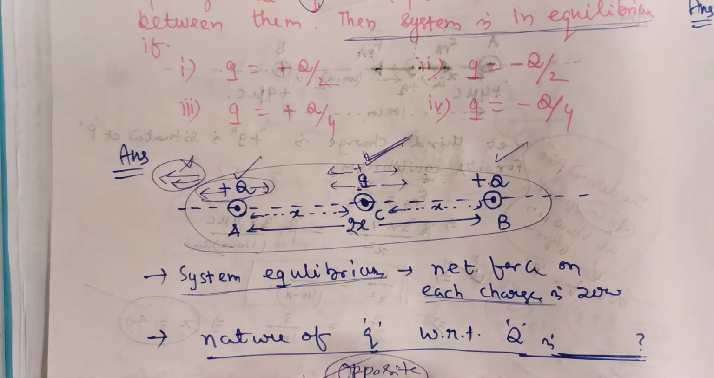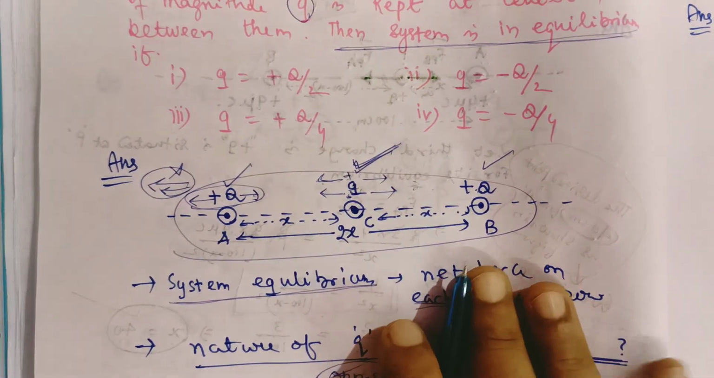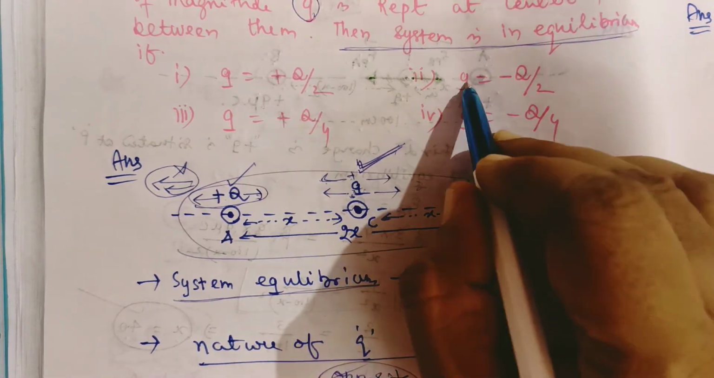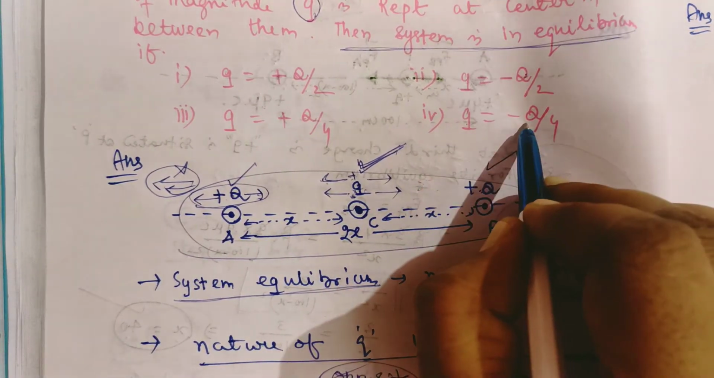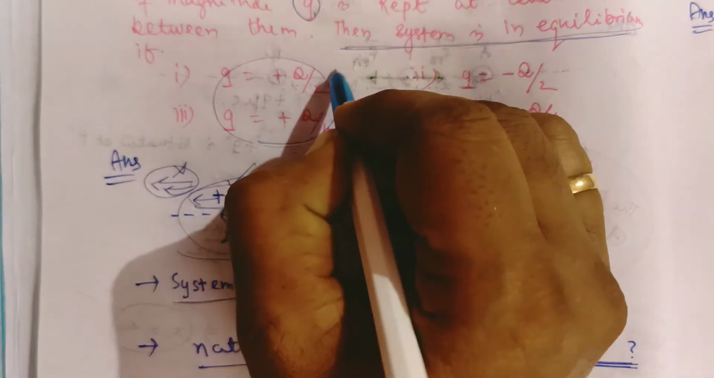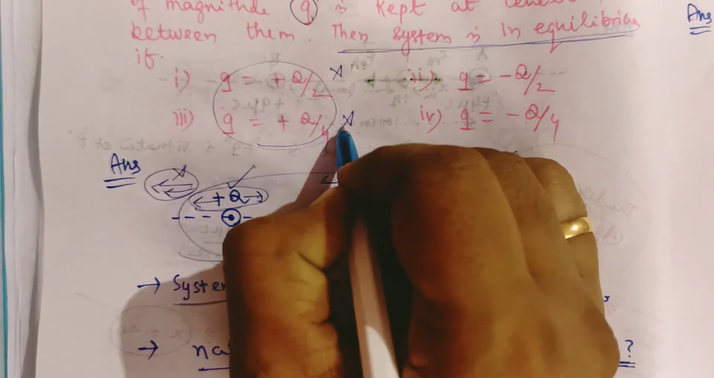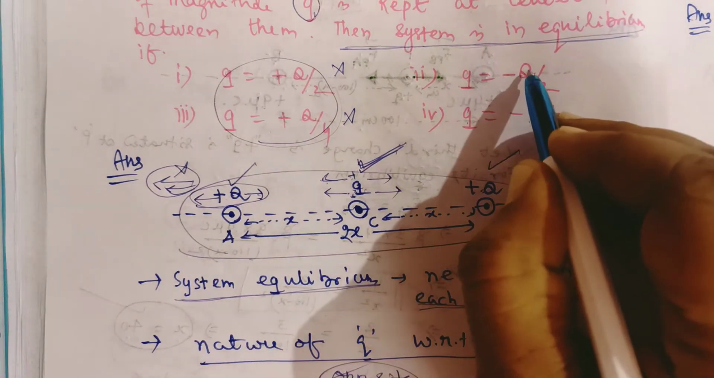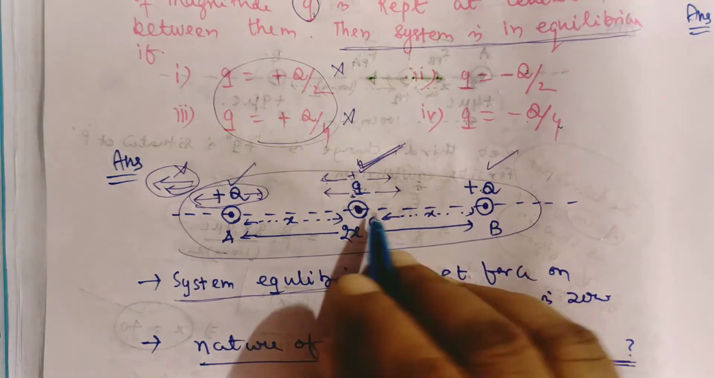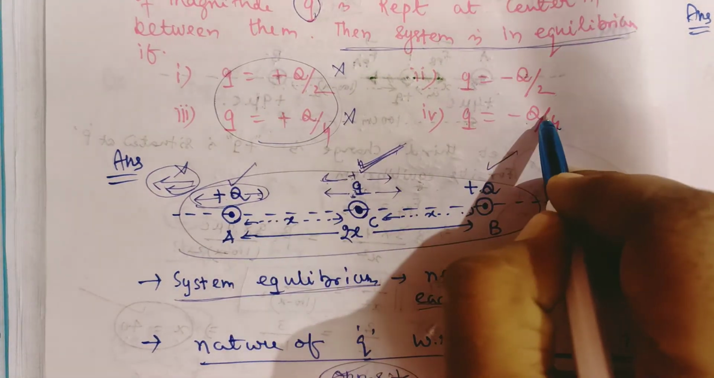Clear? So now you come to the multiple choice question. In two options, small q and capital Q are represented by the same sign, so we can confidently say these cannot be the answer. The answer may be minus Q, minus Q by 2, or minus Q by 4. Then we have to check which one is correct.